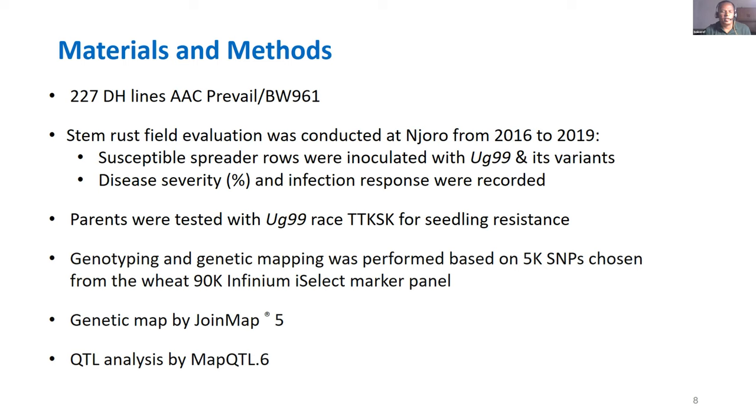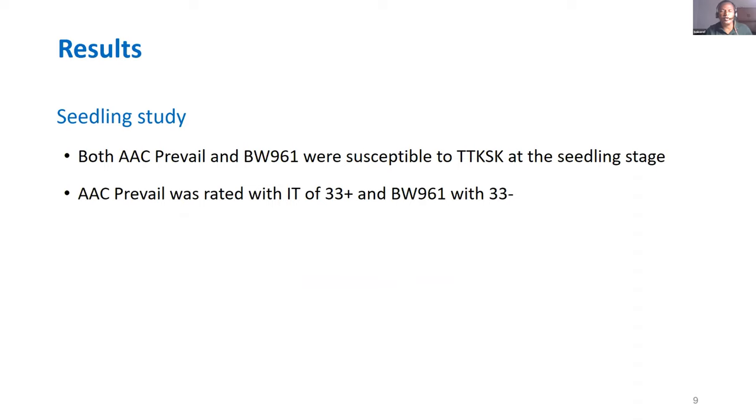The population was genotyped and genetic mapping was performed based on 5,000 SNP markers, which were selected from the 90K Infinium SNP array. Genetic mapping was conducted using JoinMap 5, and then QTL analysis was performed on MapQTL 6.